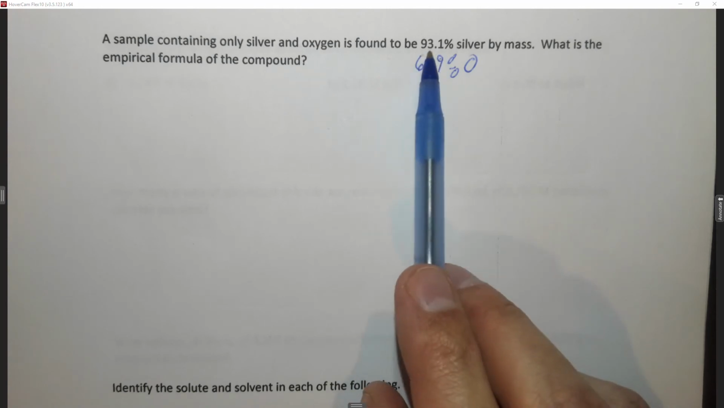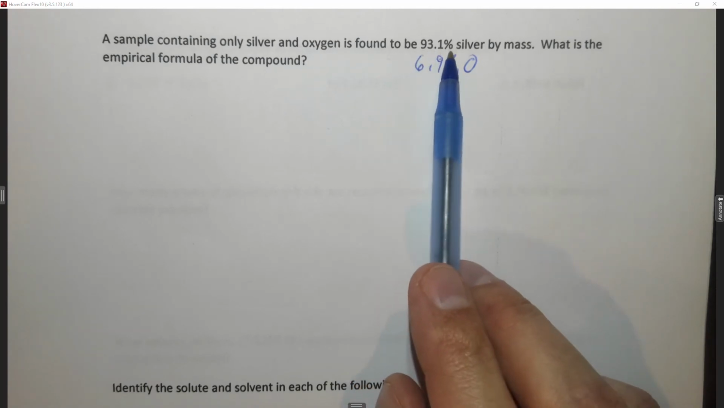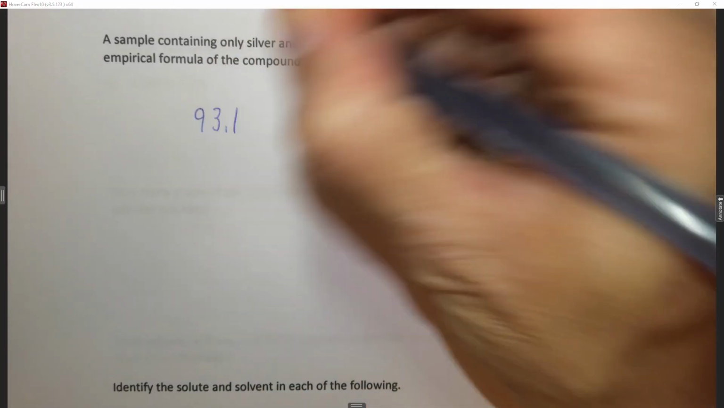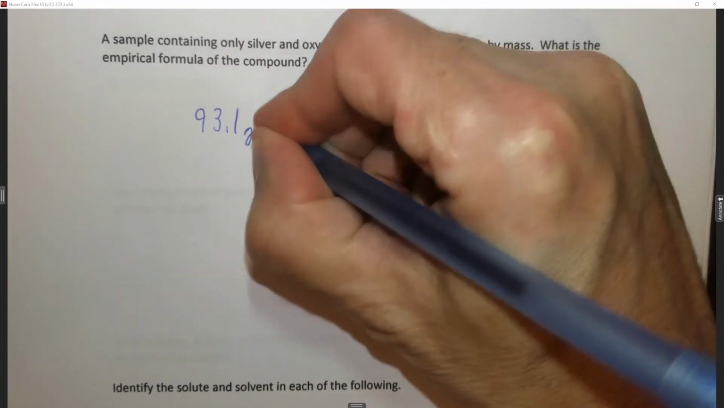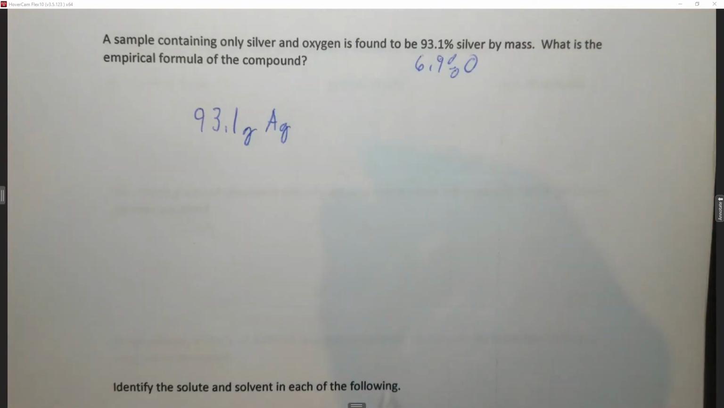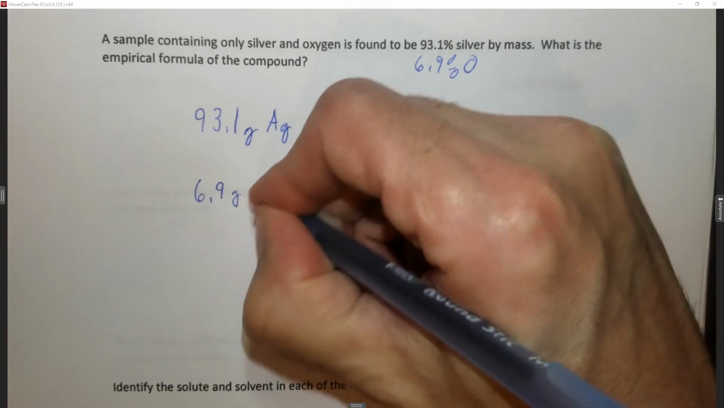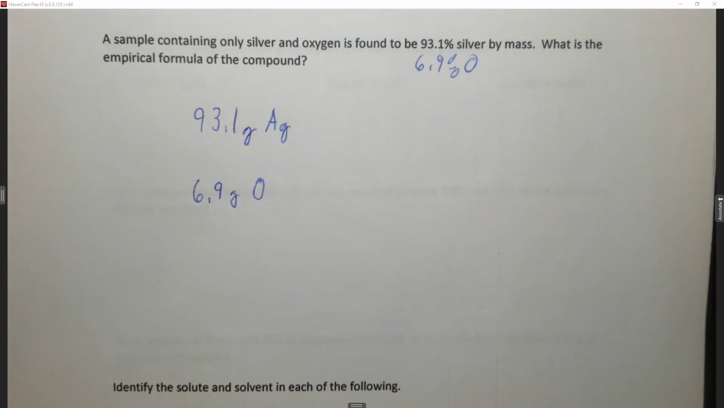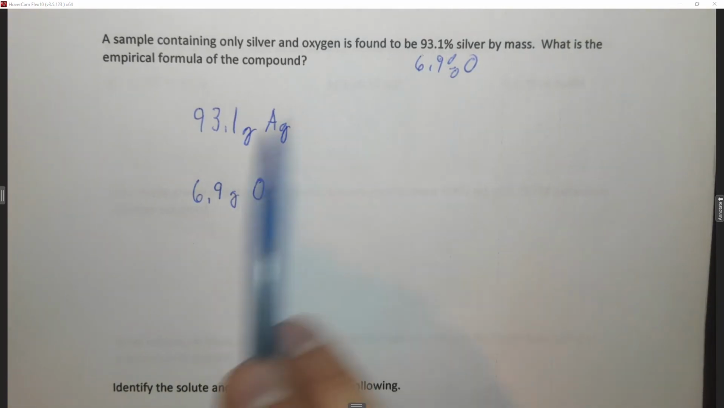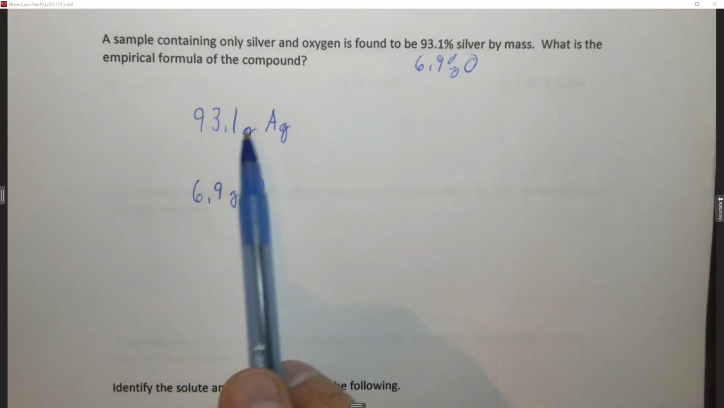Why? Because if we have 100 grams of this compound and it's 93.1% silver, it would be 93.1 of those 100 grams are silver, which happens to be Ag. And 6.9 of those 100 grams would be oxygen. So we're basically assuming that there's 100 grams, and then we can just read the percentages as grams.